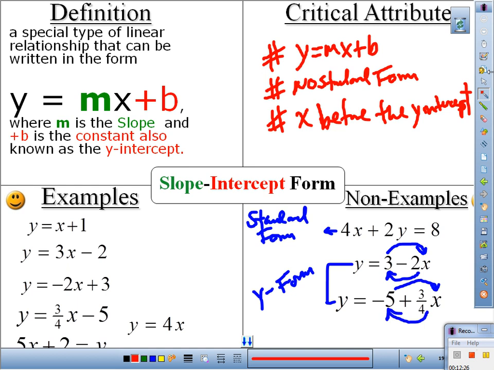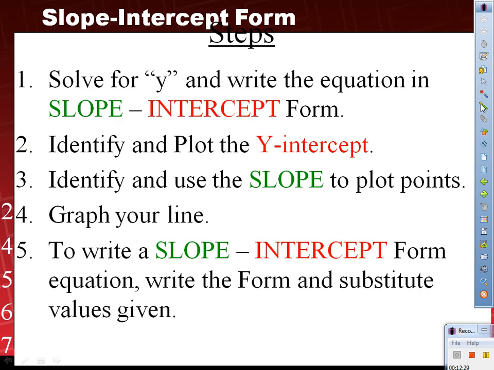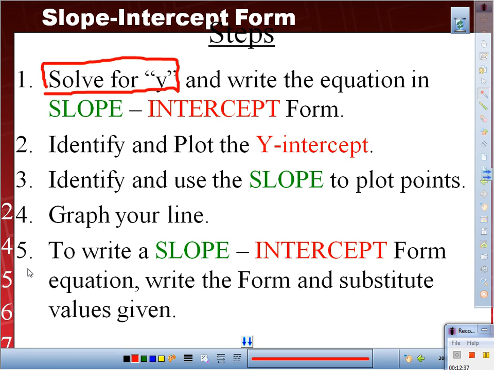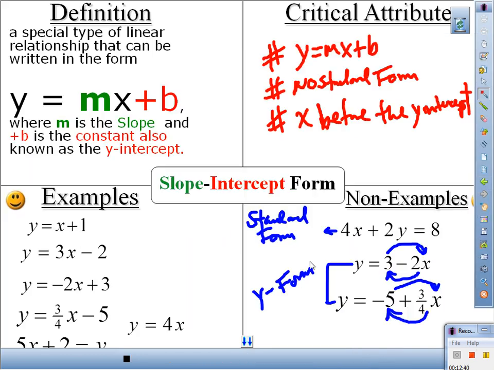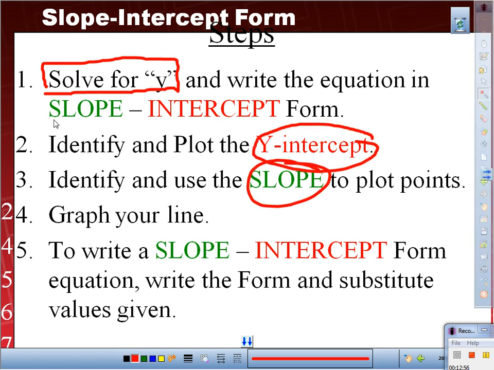All right. Here go some steps. Don't copy the steps. I just want to go over the steps so you can see what we're going to be doing today. Look at step one. What is so key of step one? Solve for y. So you guys see that in all the slope-intercept form, the y was by itself? Yes, that's why we need to make sure that we solve for y. Okay? Next, and by the way, you need to write in slope-intercept form. Do we know how to identify the y-intercept and the slope once it's in that form? Yes, we did that already, right?